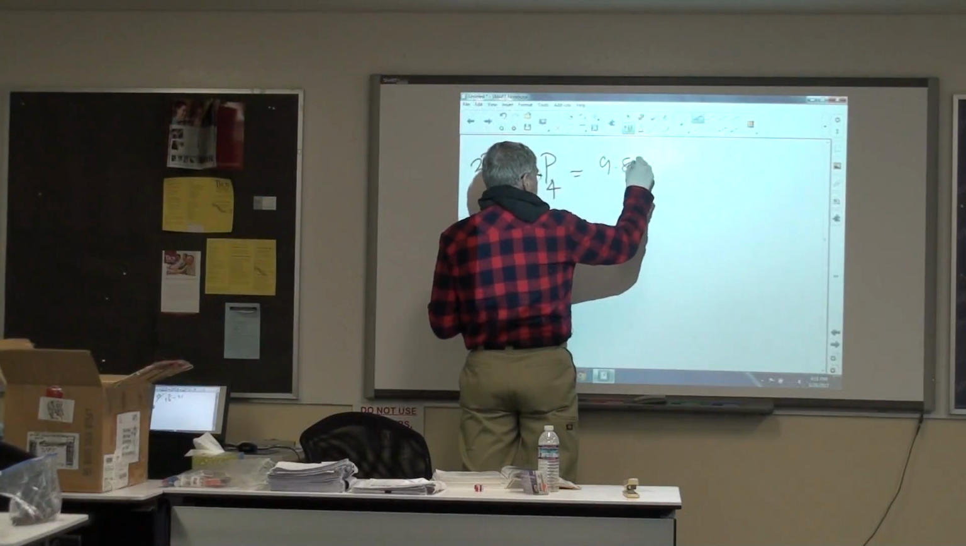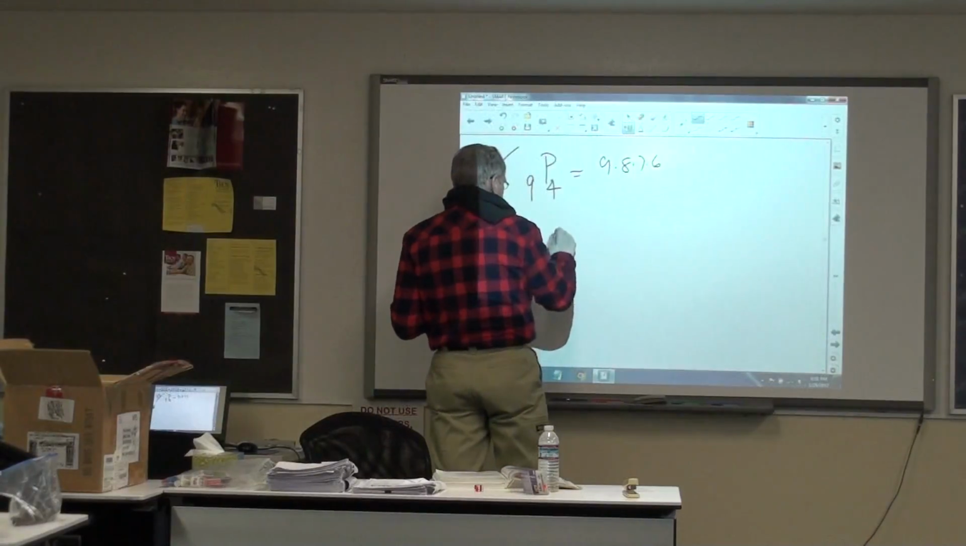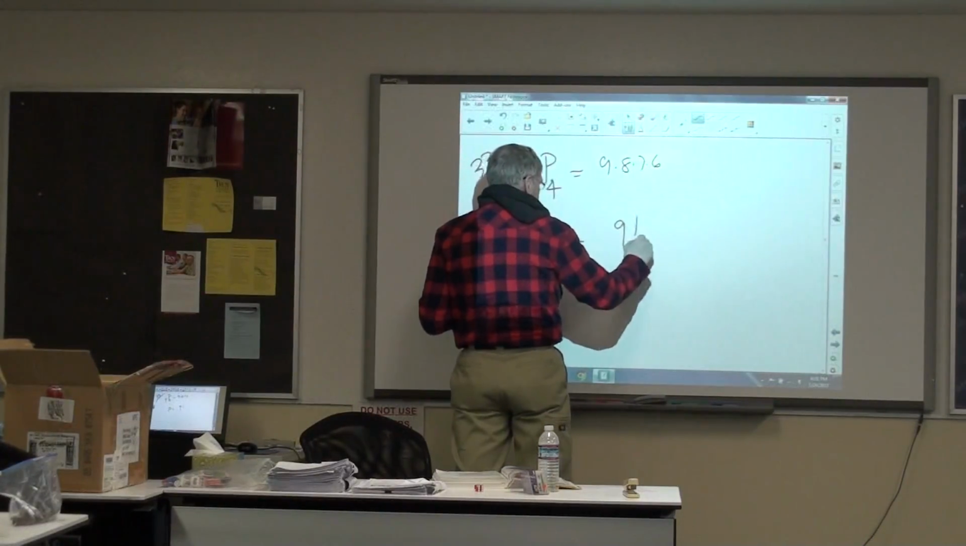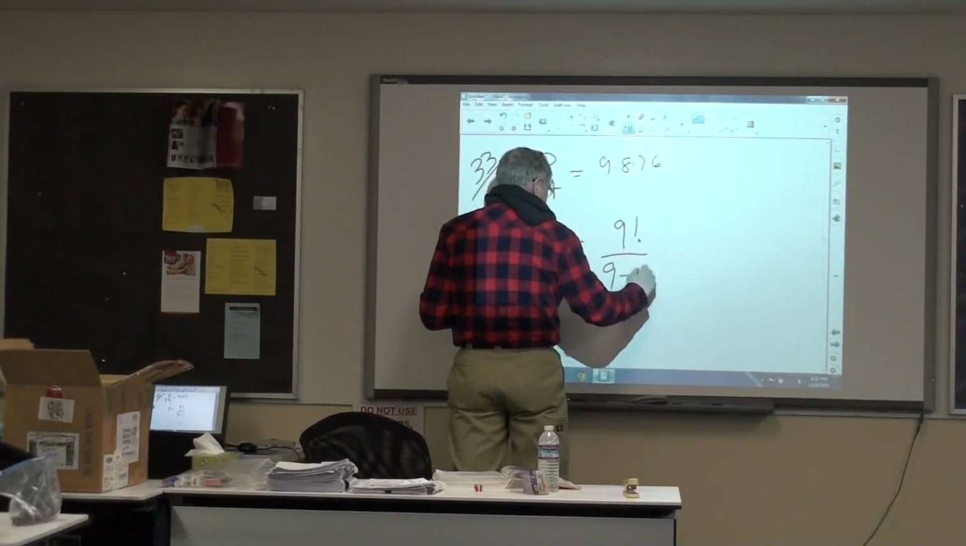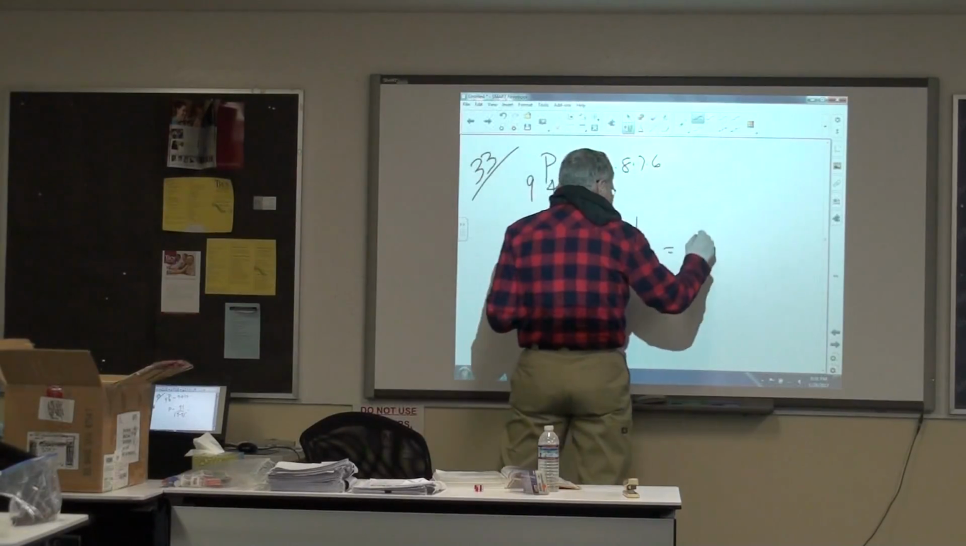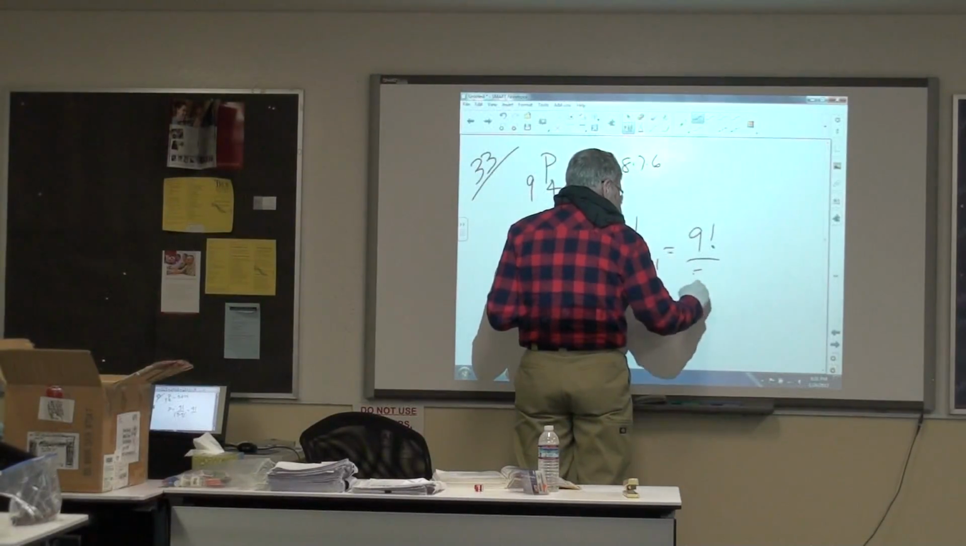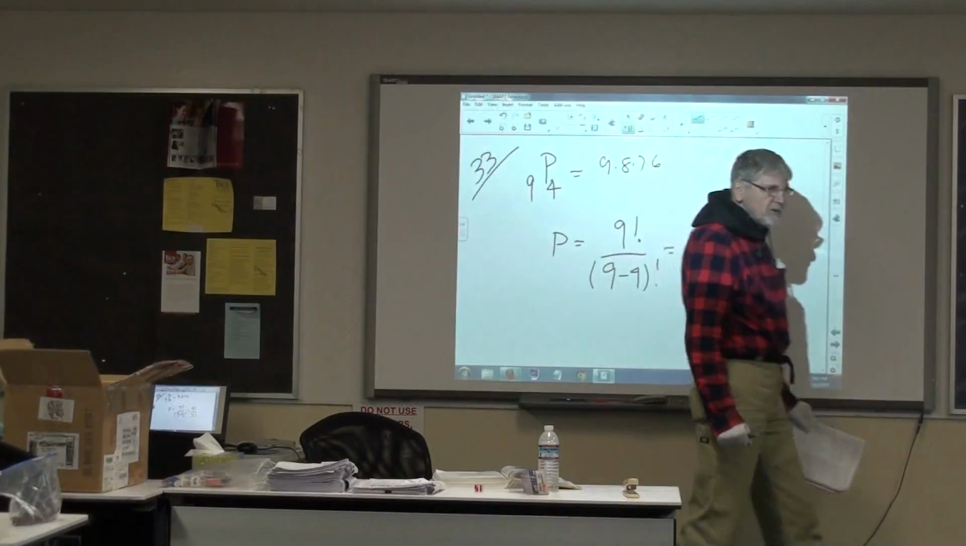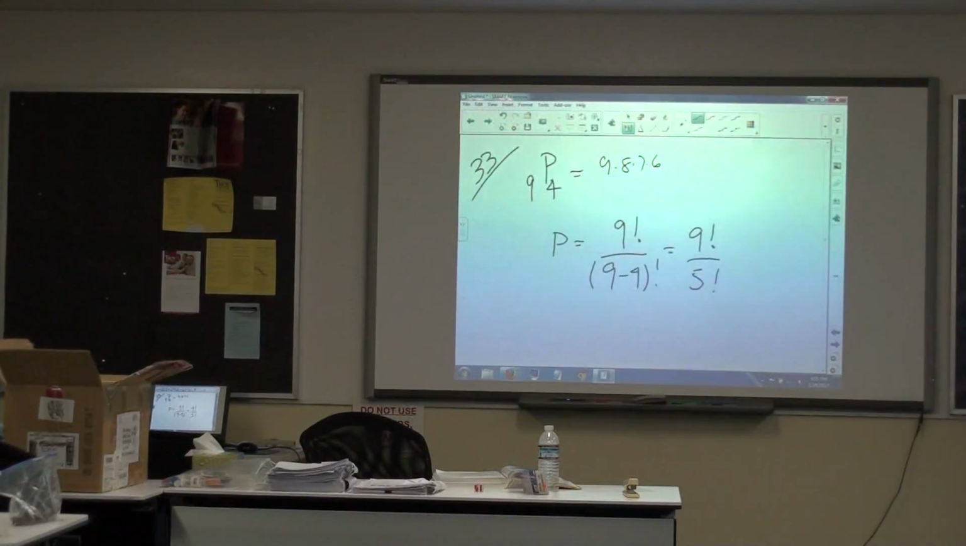So 9 times 8 times 7 times 6. But in terms of factorials, it's 9 factorial over (9 minus 4) factorial, which is 9 factorial over 5 factorial. So you have your choice of which way to do the calculation.